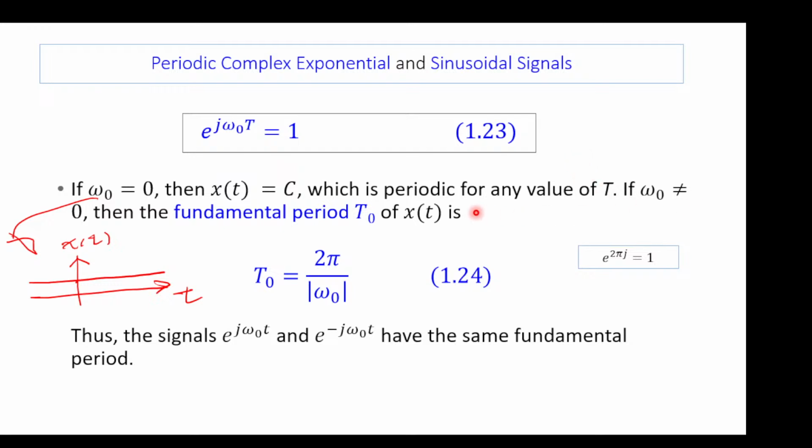And on the other hand, if you have a more conventional signal, so omega naught not equal to 0, then we can find the fundamental period T naught. That's the smallest big T that satisfies this equation. And that happens when T naught equals 2 pi divided by the absolute value of omega naught. Because this thing equals 1 only when omega naught T is a multiple of 2 pi, because we know e to the 2 pi j equals 1.